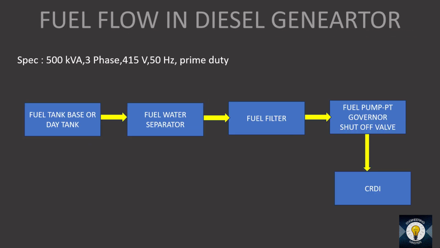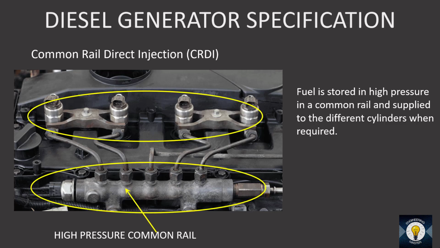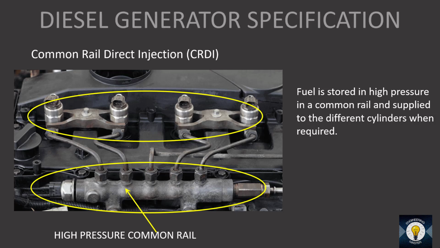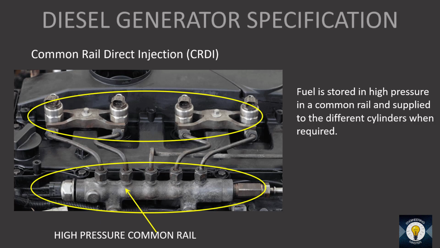Then another one is CRDI, Common Rail Direct Injection. The fuel is stored in the high pressure common rail. By the action of the pump, the fuel will be stored at high pressure in the common rail. From the common rail, the fuel is distributed into different parts of the engine or different cylinders. We can say it acts like a distribution board. It receives the fuel and distributes it into the different parts of the engine.